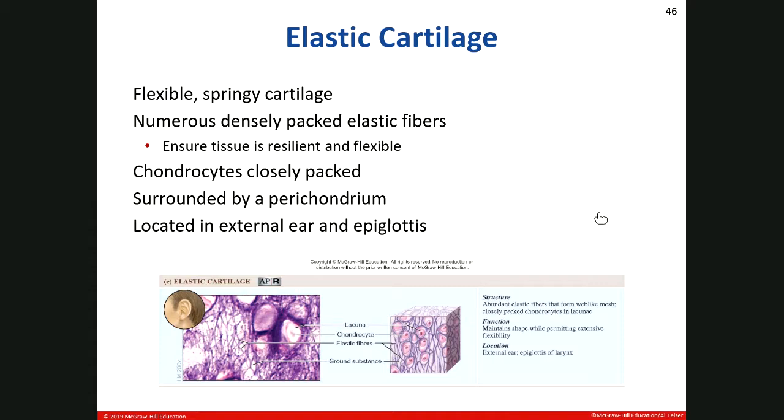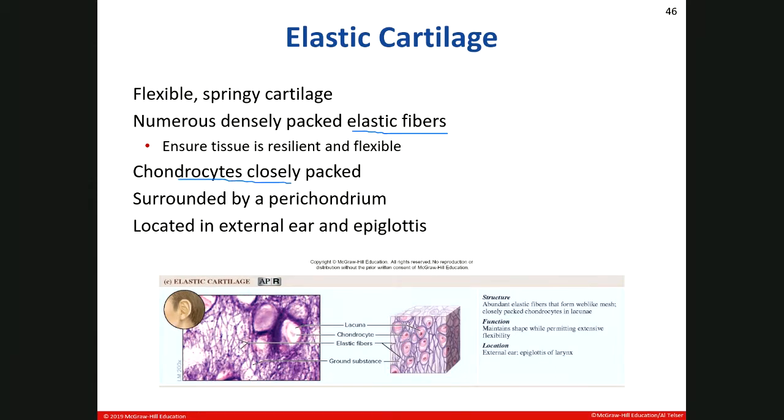All right, the last type of cartilage is elastic cartilage. This is, again, the springy, flexible kind. So if you go and flick your ears, you're flicking the elastic cartilage. This type of cartilage has predominantly elastic fibers in it. The elastic fibers are densely packed. Also, the chondrocytes will be very densely packed.